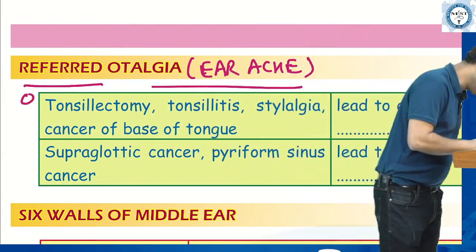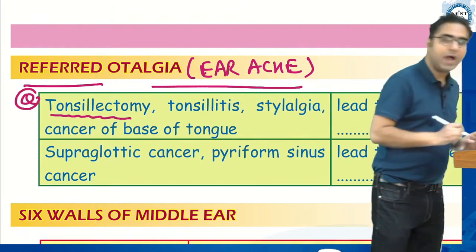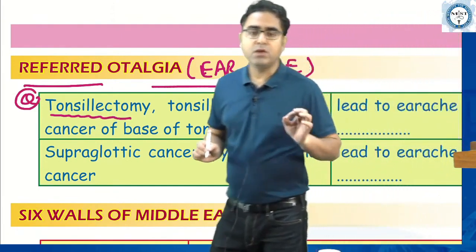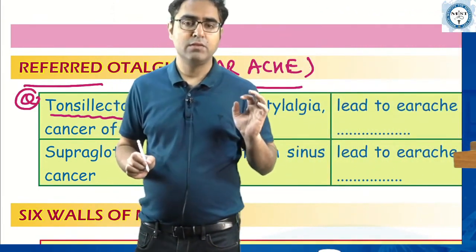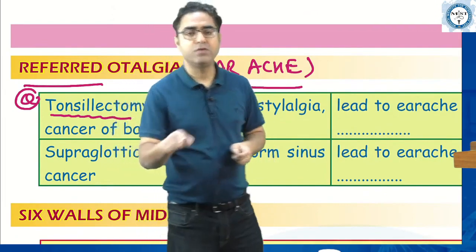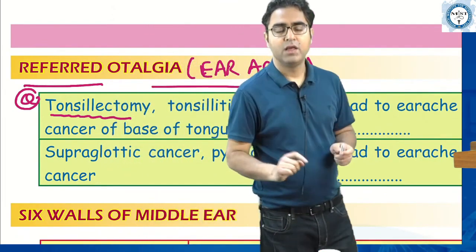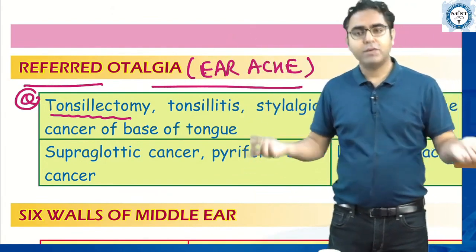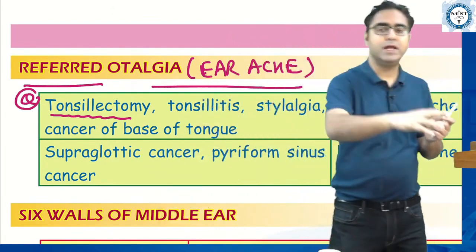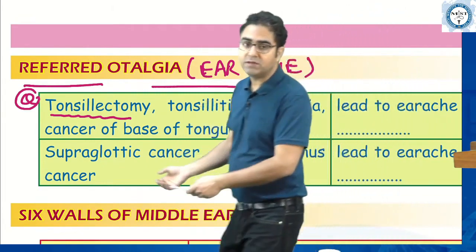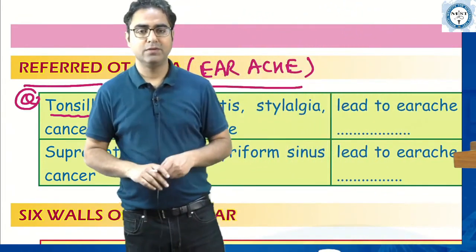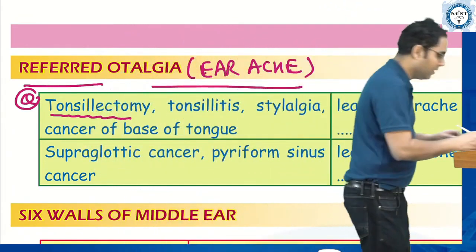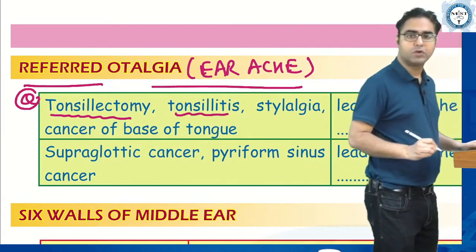Now, very important. Tonsillectomy. This is the MCQ possible in your exam, beta. Why does tonsillectomy cause pain in the ear? Which nerve lies in the bed of tonsil? Ninth nerve. Which nerve supplies the middle ear? Ninth nerve. Same nerve supplies the tonsil, same nerve supplies the middle ear. That's why pain of the tonsil is referred to the ear actually. Tonsillitis, beta.